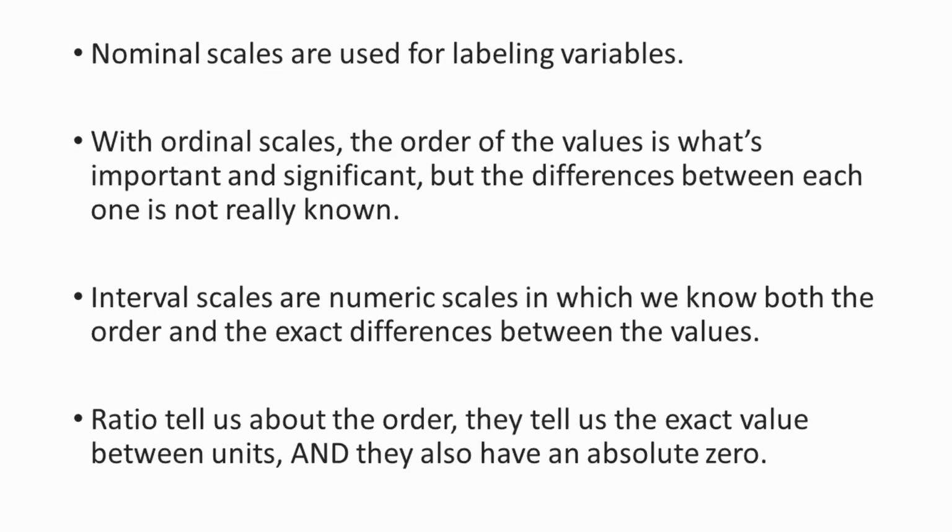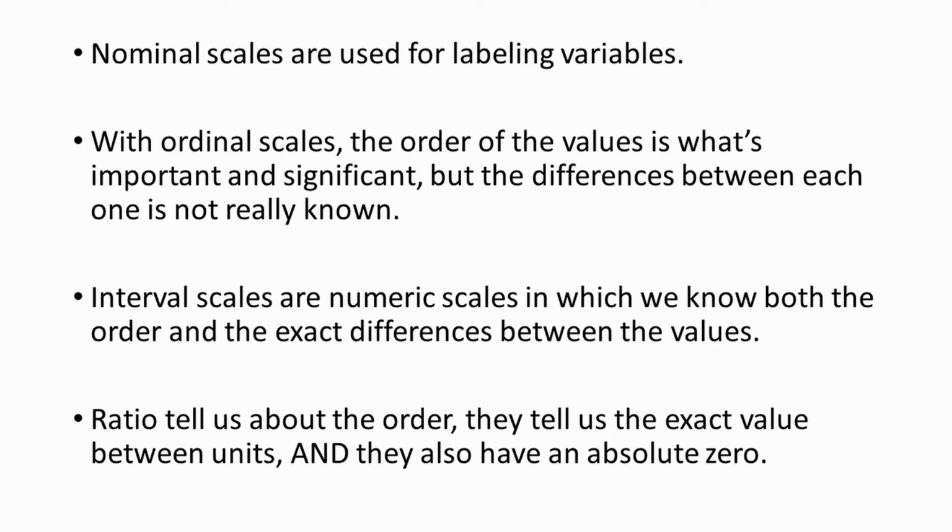Attribute data can be broken down into 4 measurement levels. Nominal scales are used for labeling variables, without any quantitative value. Nominal scales could simply be called labels. A good way to remember this is that nominal sounds a lot like name, and nominal scales are kind of like names or labels.